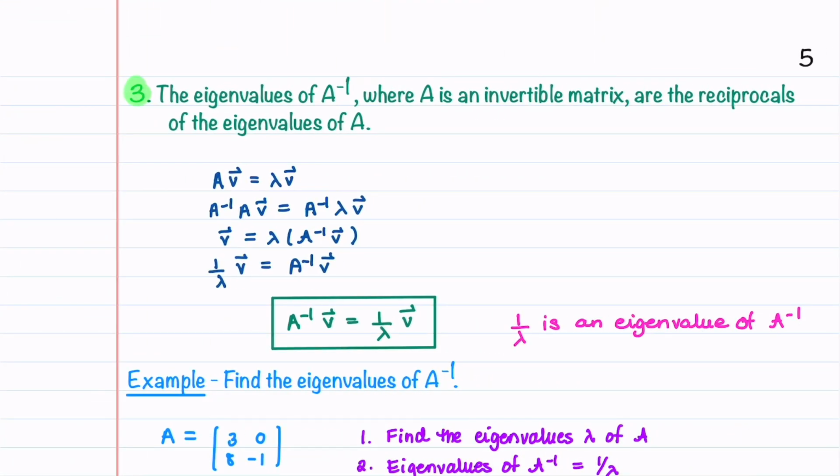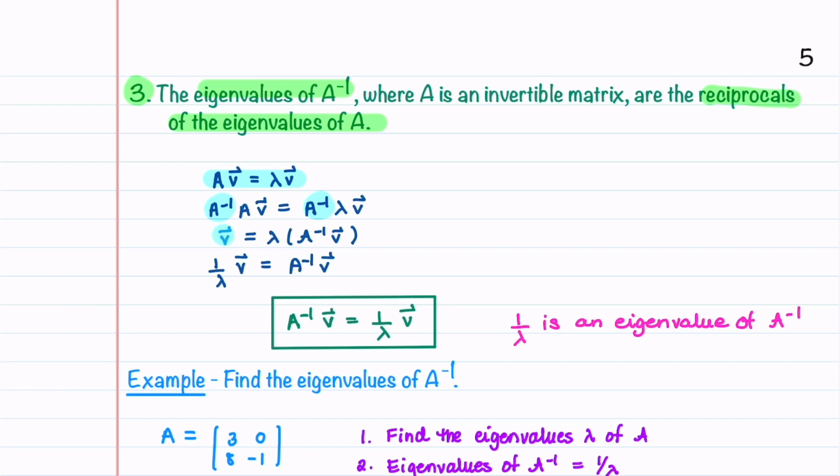Our third property tells us that the eigenvalues of A inverse, where A is assumed to be an invertible matrix, are the reciprocals of the eigenvalues of A. Let's start with our definition A times V is equal to lambda V, and I'll show you why this is true. To find the eigenvalues of A inverse, we'll multiply both sides of this equation by A inverse.